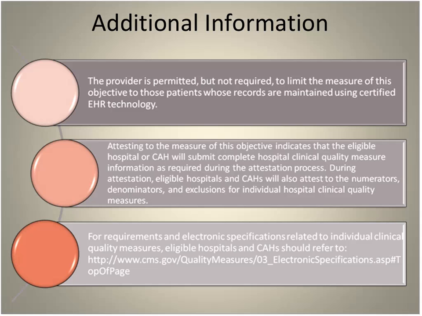Hopefully you can see the screen, www.cms.gov/qualitymeasures/03_electronicspecifications.asp, and then the # top of page. So that'll take you to, I think it's a HITSP document that has all of the quality measures electronically defined so that you can use those and ensure that you're compliant.